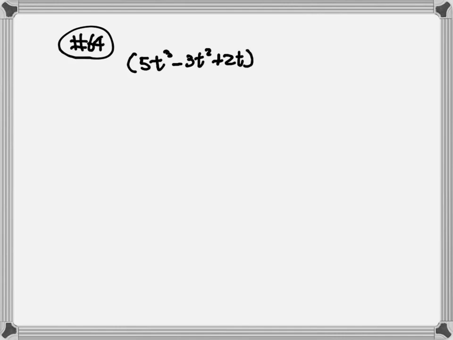Now let's look at number 64. Number 64. Okay, here we have parenthesis of 5t to the third power minus 3t squared plus 2t minus parenthesis of 4t to the third power plus 2t squared plus 3t. Now this time we have minus in between the two parentheses.